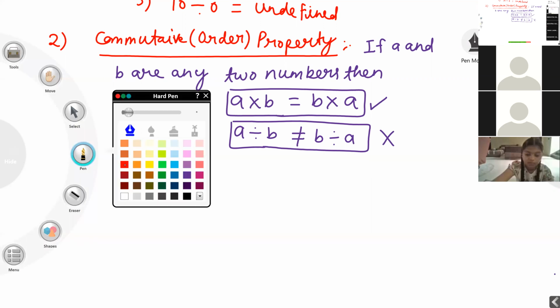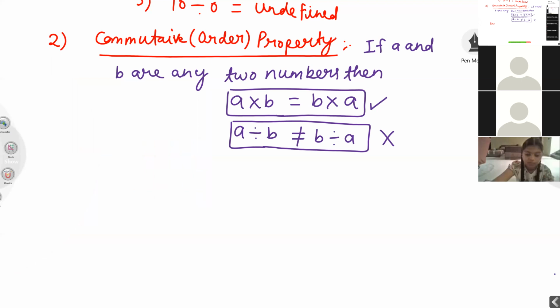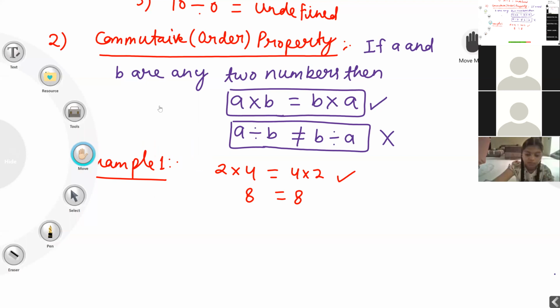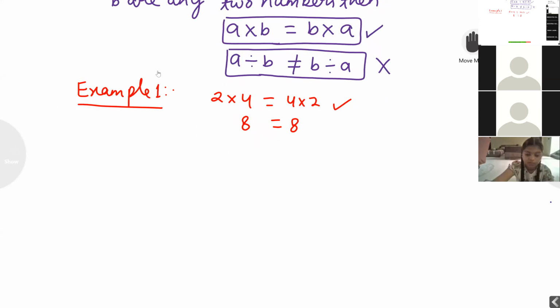Example first. First example I am writing, students. 2 into 4 is equal to 4 into 2. I want to check whether answer is coming right or wrong. 2 4s are 8 and 4 2s are 8. Yes, we can apply commutative property in the case of multiplication. But I want to check, can we apply commutative property in the case of division or not?